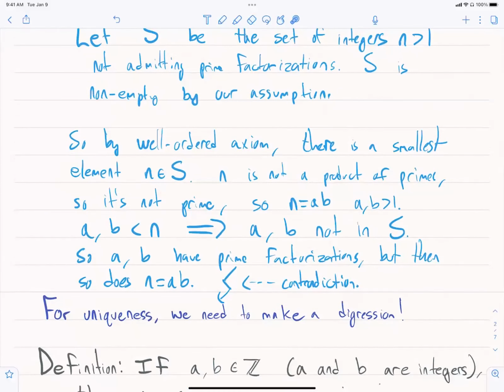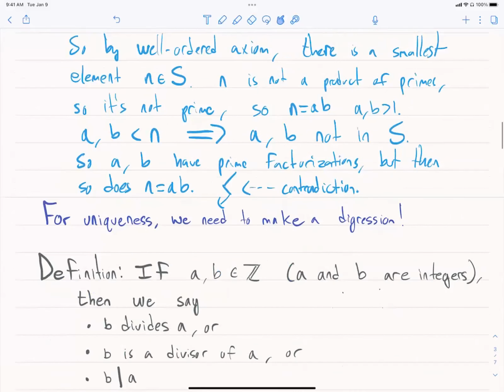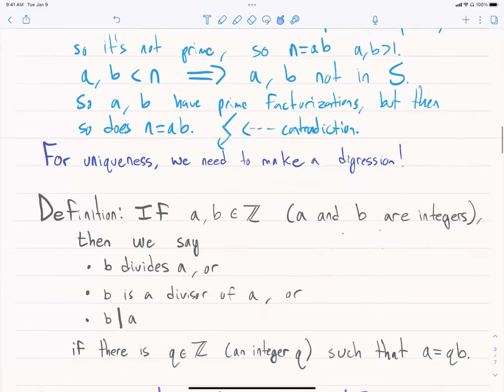And so to talk about uniqueness, we're going to need to make a digression. We're going to have to introduce another idea before we can set up our tools. And that's leading us to the Euclidean algorithm. But let me make just an elementary definition to start out with.